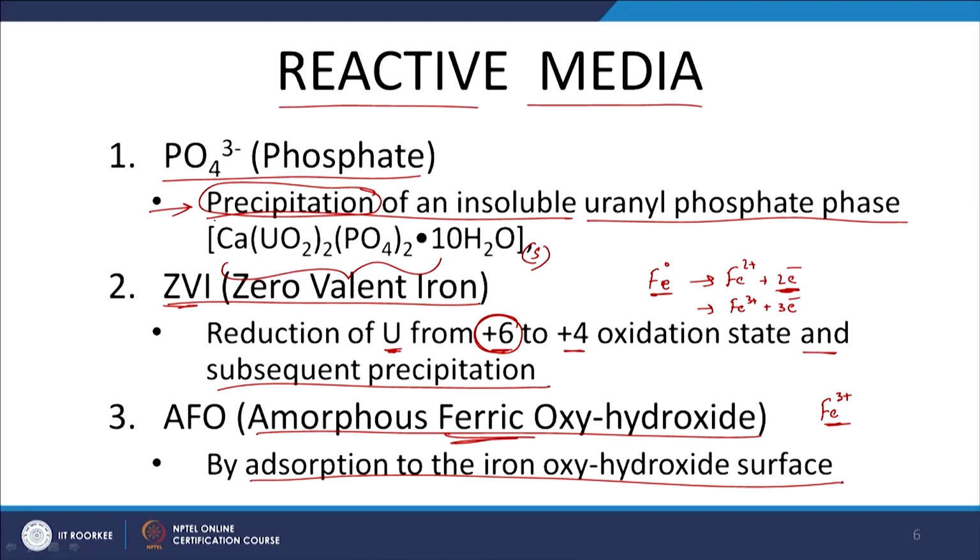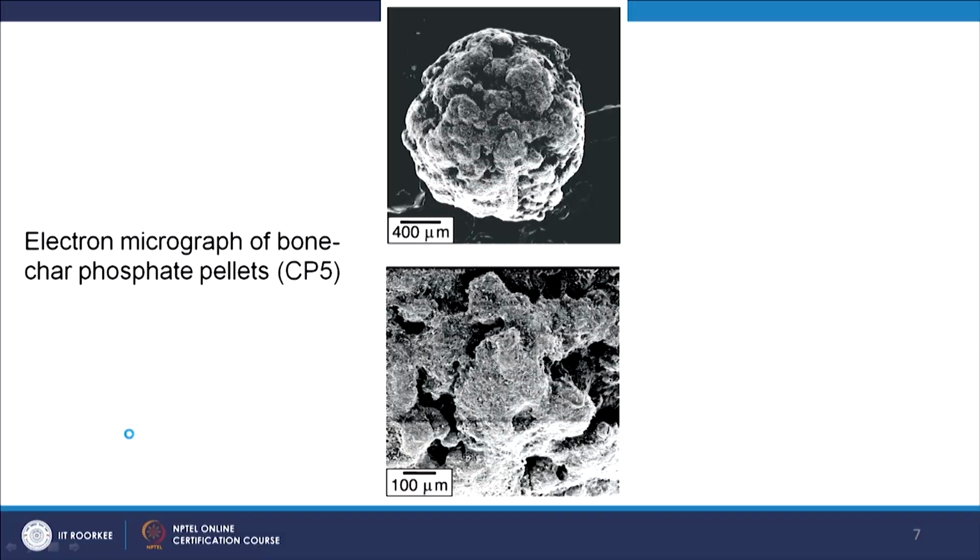So again, the three kinds of process were precipitation, right? The other one is reduction and precipitation. The other one is adsorption. Yes. So for these three processes, they chose different kinds of material, as in different kinds of sources for phosphate, 0 valent iron, and amorphous ferric oxyhydroxide, and they conducted further lab tests. Let's look at what they are. So just a particular example here, though.